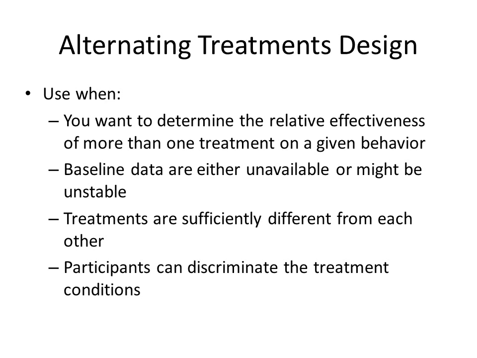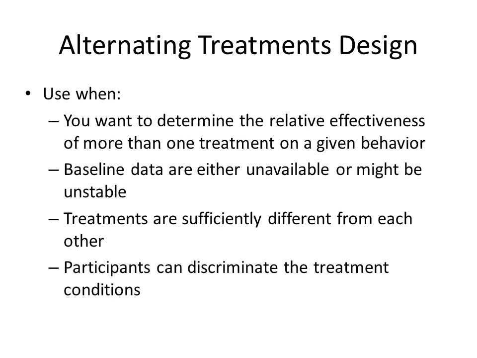All right, so there are a number of advantages to an alternating treatments design, and specifically you use this design when you want to look at the effectiveness of more than one treatment on a given behavior. When you can't collect baseline data or you can't really use your baseline data for some reason, you can jump right in and just start alternating the treatments. You have to make sure that the treatments are sufficiently different from each other and that participants can discriminate the treatment conditions.